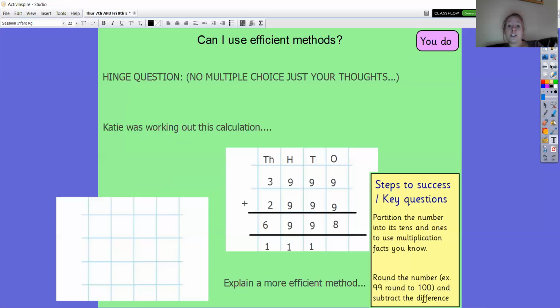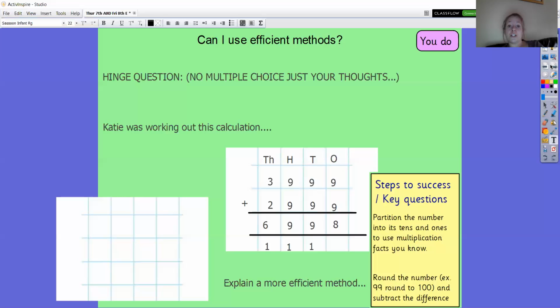You might think that's really silly, multiplying by 100 and then halving, but when you get to do decimals and things, sometimes it's really useful to multiply by 100 and then half it. But here, that's not the most efficient way for you, is it? You could just do it with our grid method.